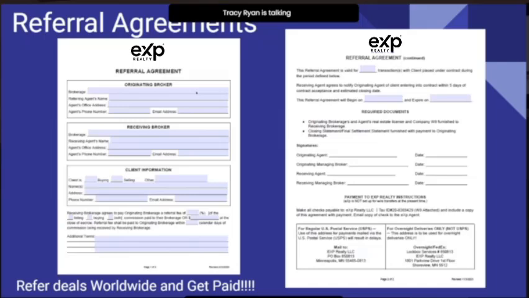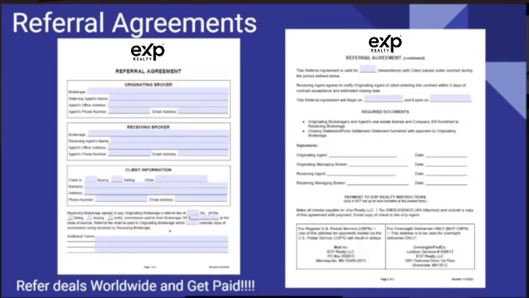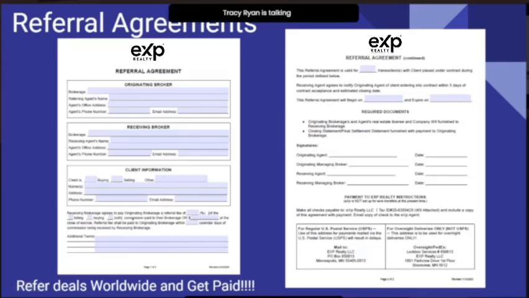The originating broker is the one who had the client and sent that referral to the receiving broker. And then the receiving broker is going to pay the originating broker. So sometimes people get those two confused. The client information, the terms, for how long and how much. And then everybody signs it.